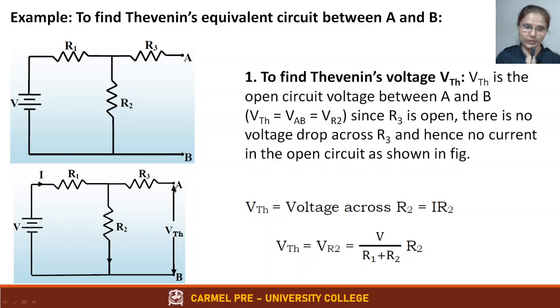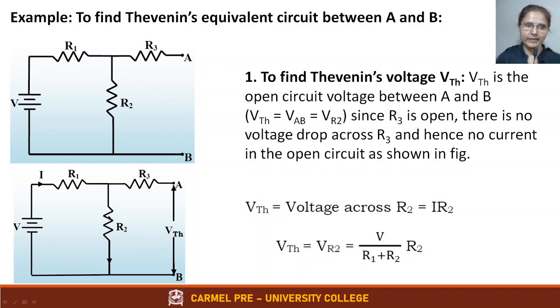When you open circuit A and B, there is no current flowing here. Open circuit means there is discontinuity, right? There is no current flowing through R3. So it is as good as R3 is not there. This point A is as good as being here, and this point B is as good as being here, or VThevenin is as good as the voltage drop across the resistor R2. So all you have to do is find the current flowing through R2 and multiply by R2. That will give you VThevenin.